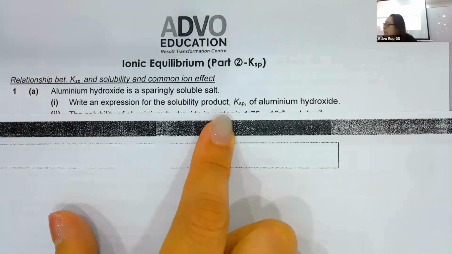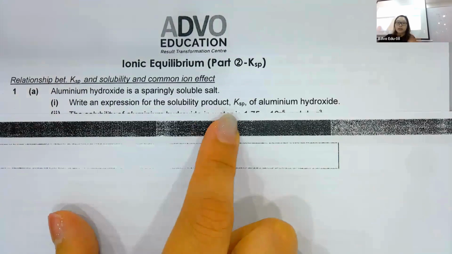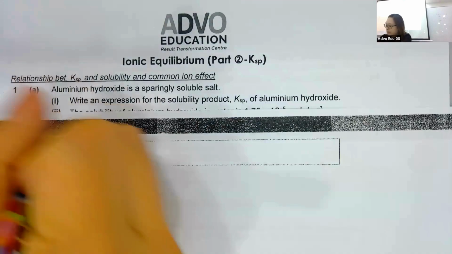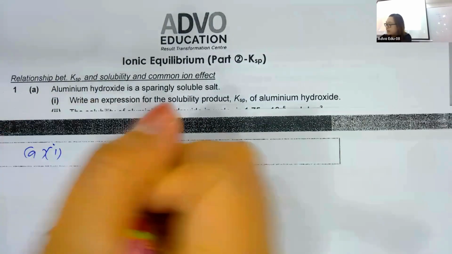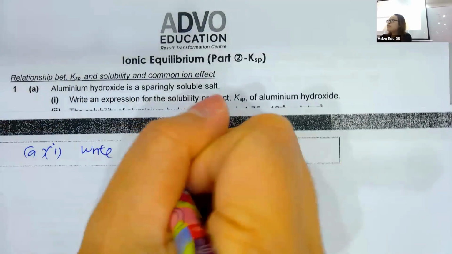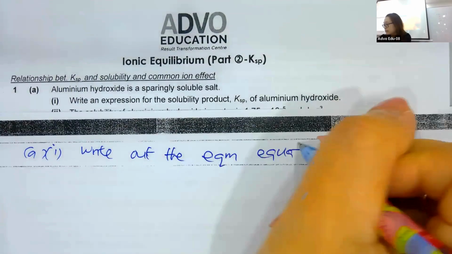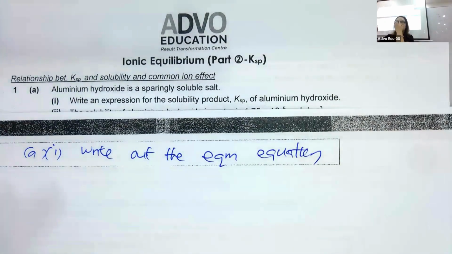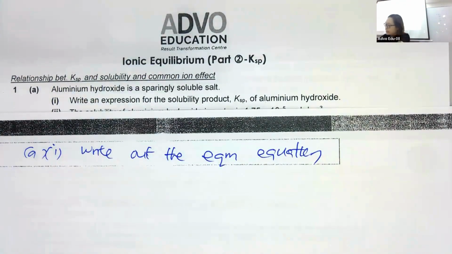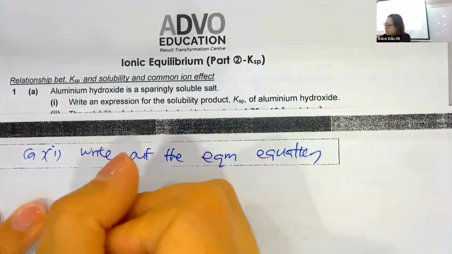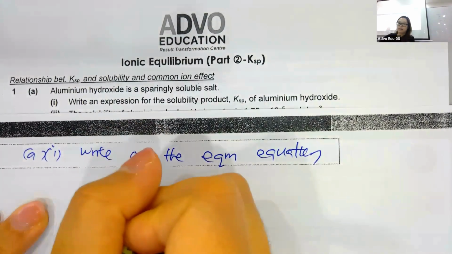So Craig, whenever they ask you to do this, we must always write out the equilibrium equation first. For part A 1, we must always write out the equilibrium equation. Very good. Can you help me out here? Peter, you help me out here. How to write the equation? Al(OH)3 solid reversible.